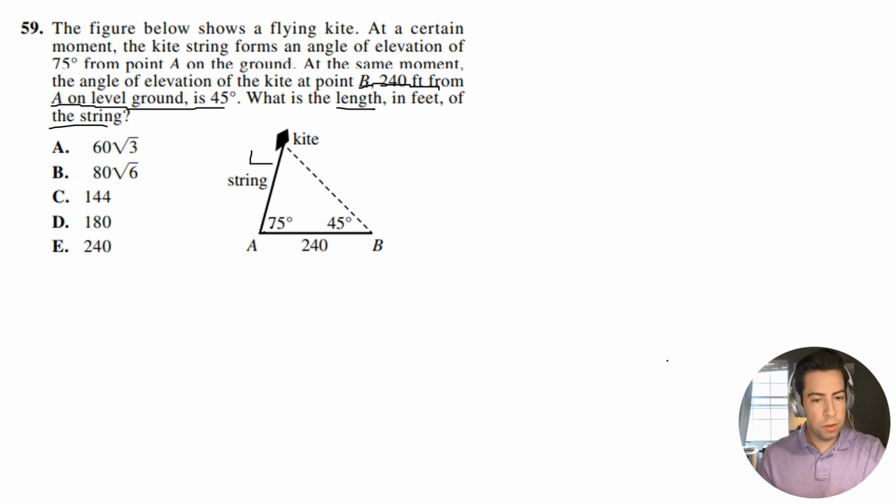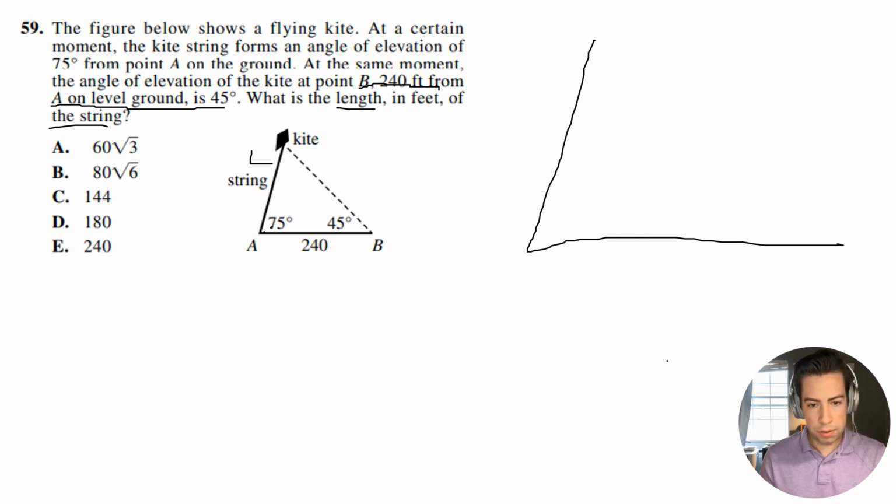Okay. So let me go ahead and actually draw this triangle a little bit bigger so you can see exactly what I'm going to do here. So this angle is 75 degrees. This angle is 45 degrees. And 75 plus 45 is 120. So this angle has to be 60 degrees. Okay, so again, this is L.